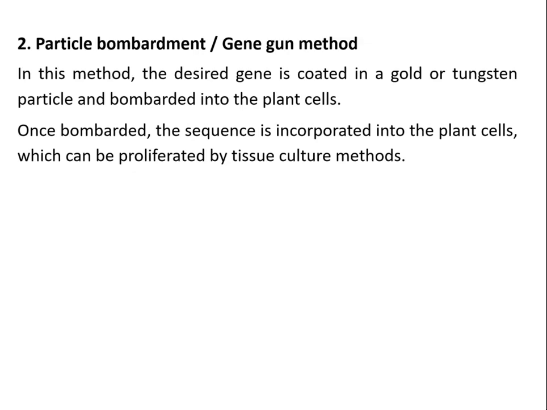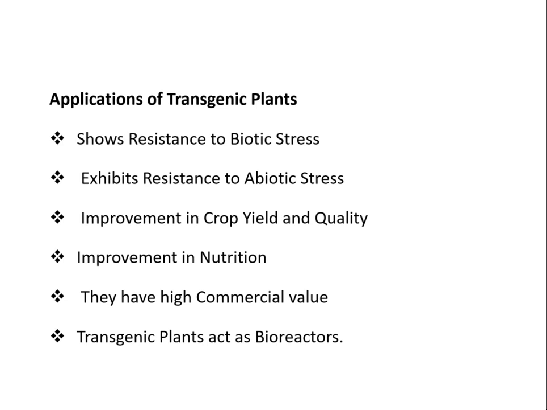With regard to the gene gun method, it is a method where the desired gene is coated on a gold or tungsten particle and bombarded into the plant cells, or incorporated into the plant cells through the vectors. Once it is incorporated, the sequence in the plant cells can be proliferated by a tissue culture method.